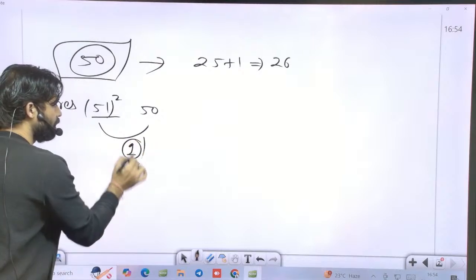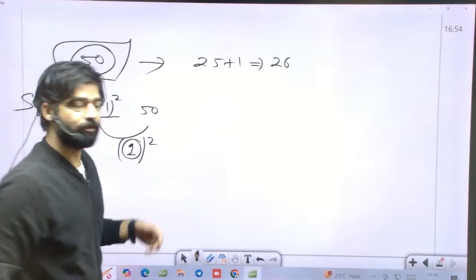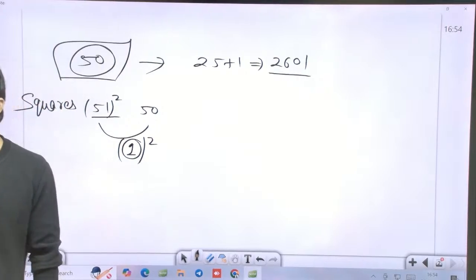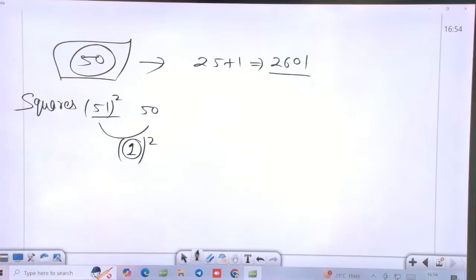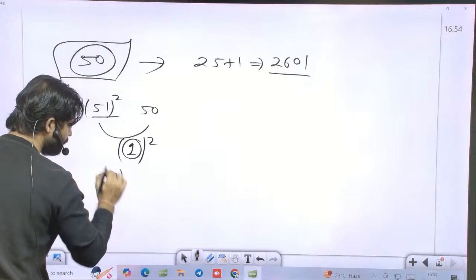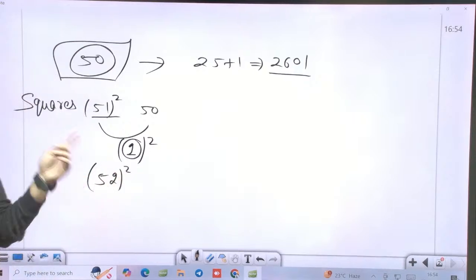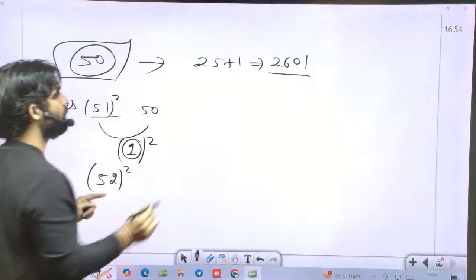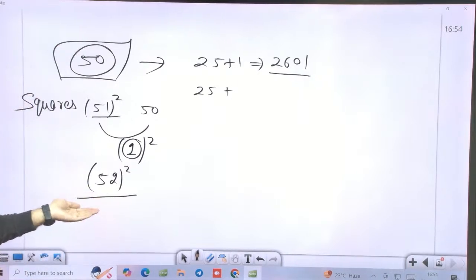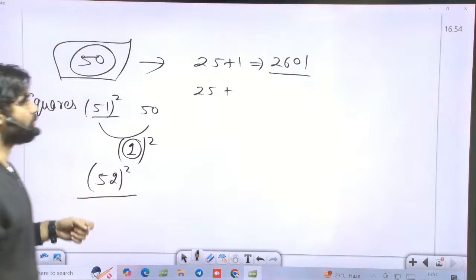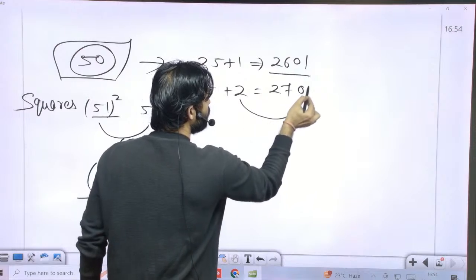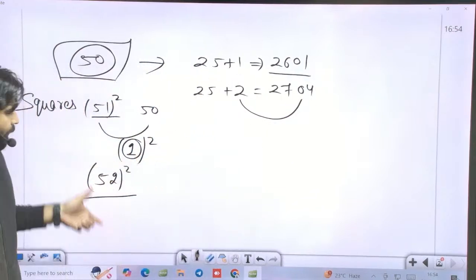And square of this number. Square of 1 will be 1. So put that square right behind. So this is the square of 51. Don't worry. We are doing one more. Let's say 52. We have to find the square of 52. Base is 25. It is greater than 50 by how many? 2. So we add 2. So this is 27, and write the square of this 2. So this is the square of 52.